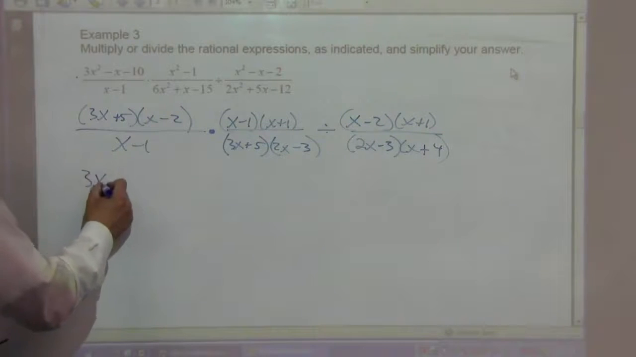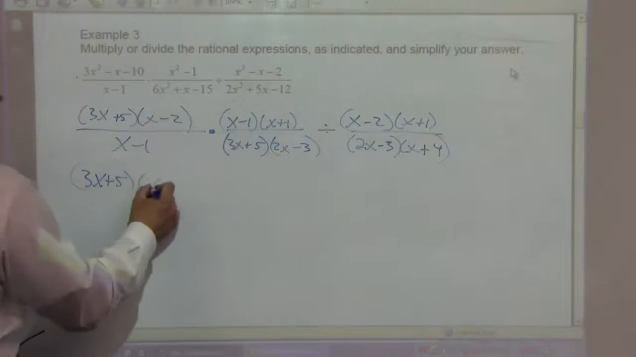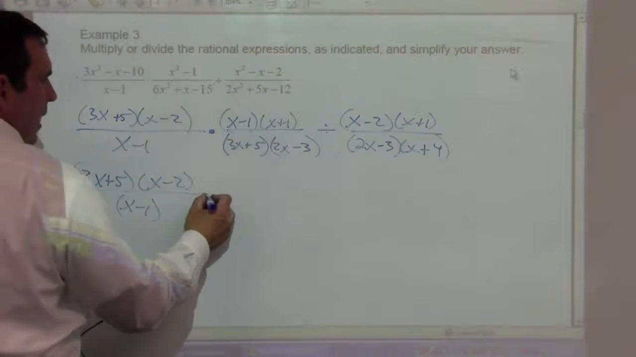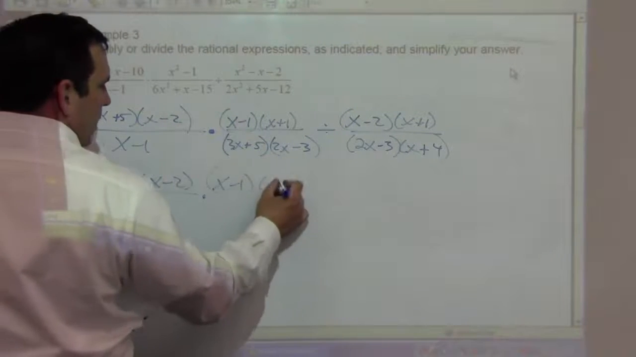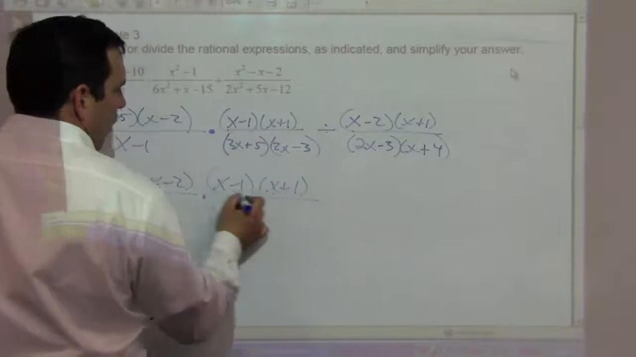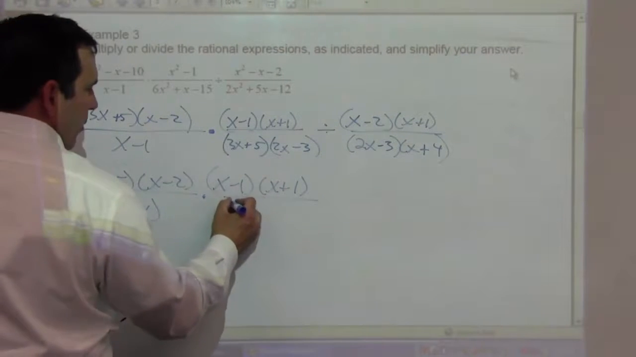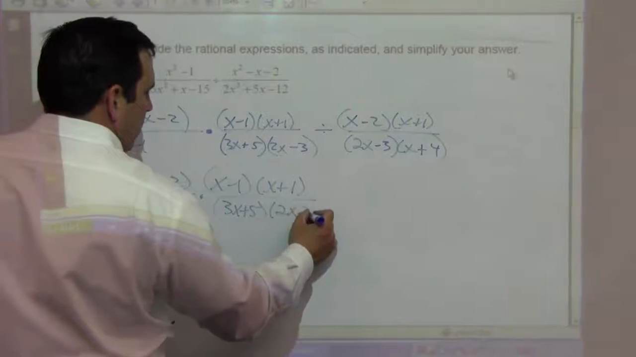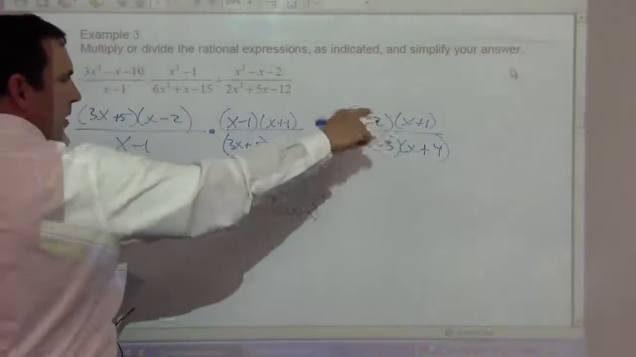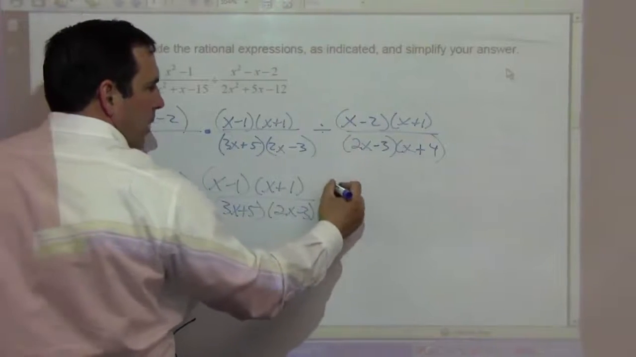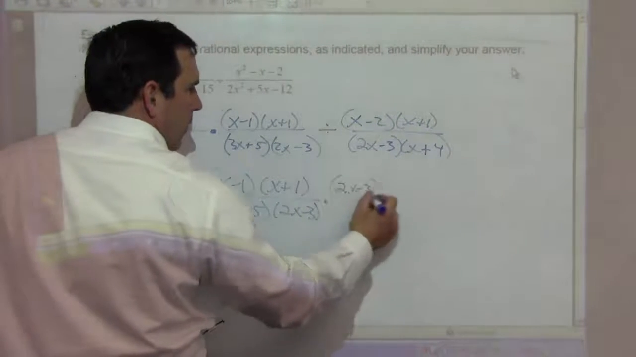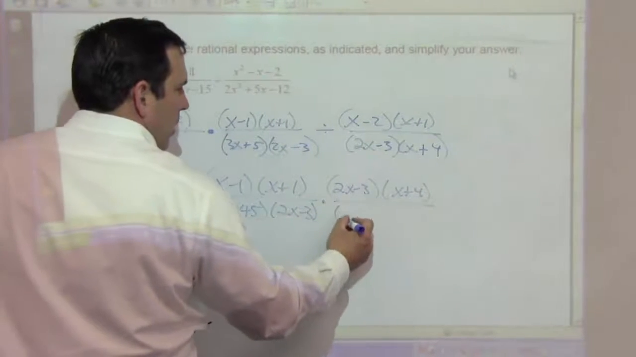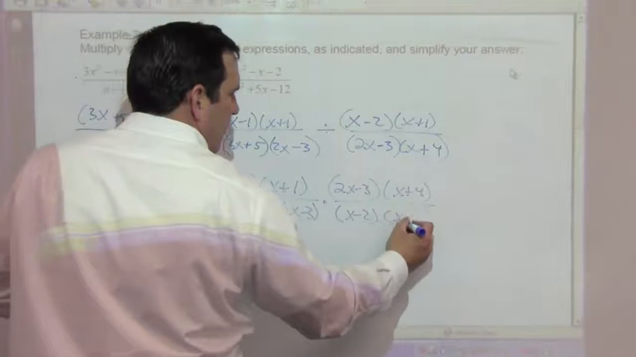So this is 3x plus 5 times x minus 2 over x minus 1 times x plus 1, over 3x plus 5 times 2x minus 3, and now we're going to flip this one because we're dividing by this fraction: 2x minus 3 times x plus 4 over x minus 2 times x plus 1.